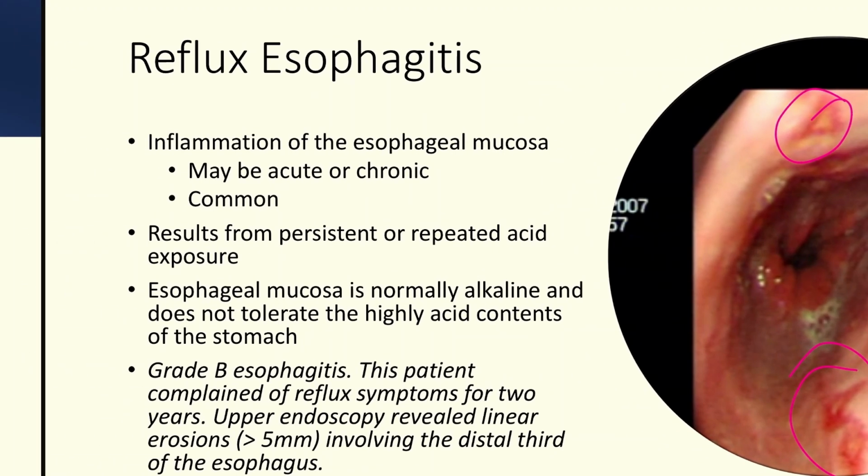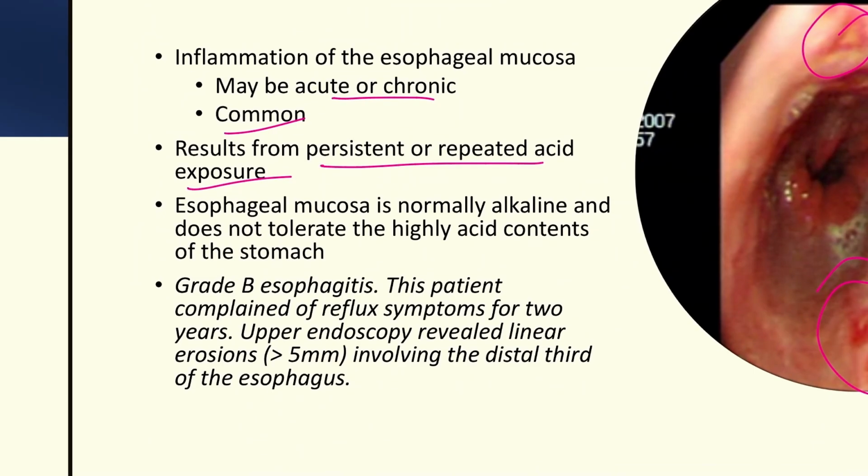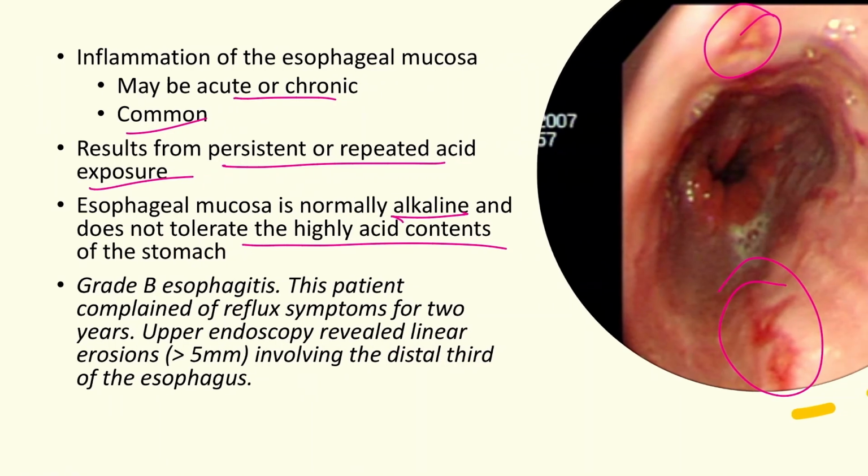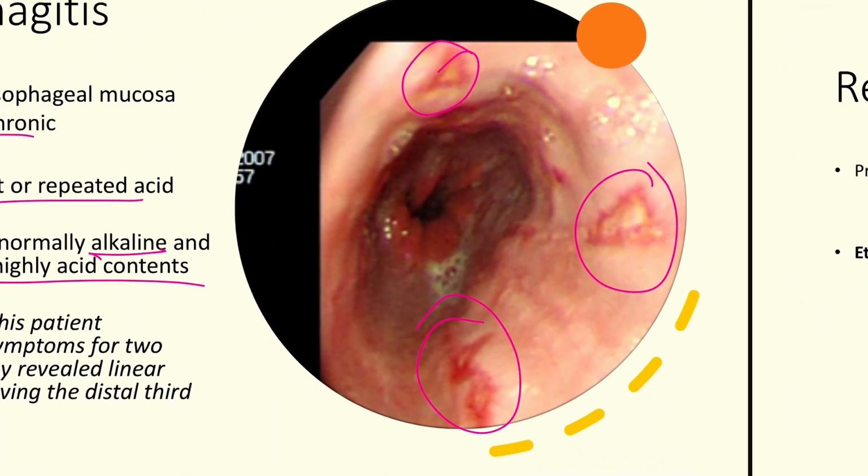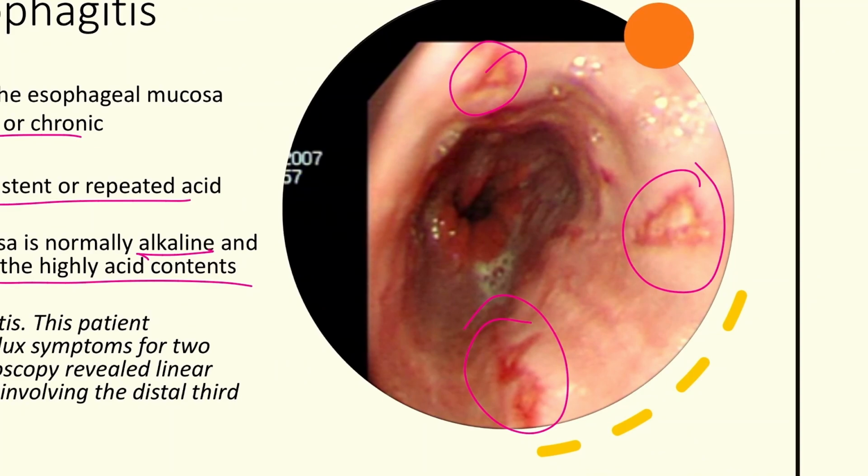Maybe acute or chronic. This is just your common GERD. Persistent or repeated acid exposure. So you're constantly injuring that tissue with this repeated acid. Mucosa is normally alkaline, does not tolerate highly acidic contents from the stomach. So that's what's going on. Again, the tissue is not made for the acidity, so it starts to erode because of the acid coming up from the stomach.